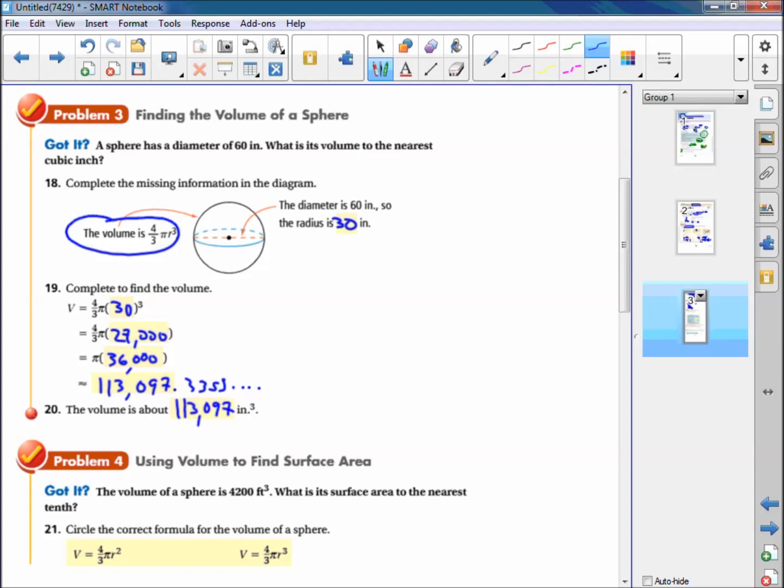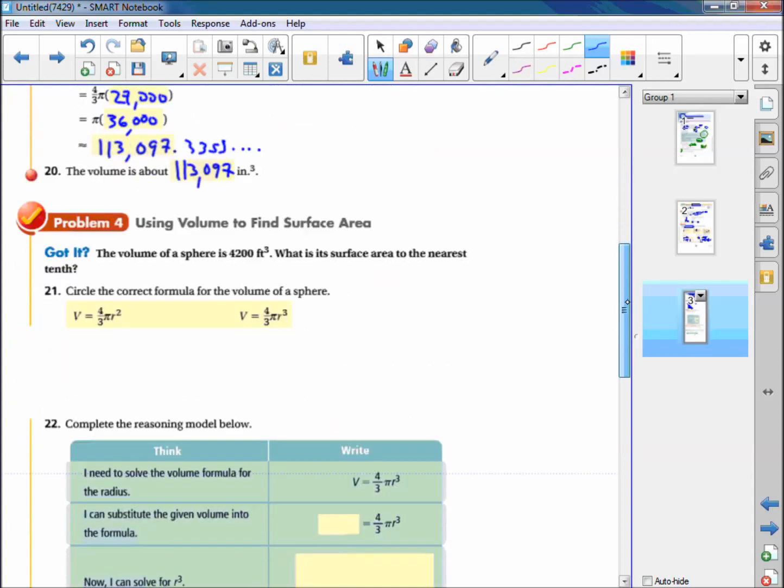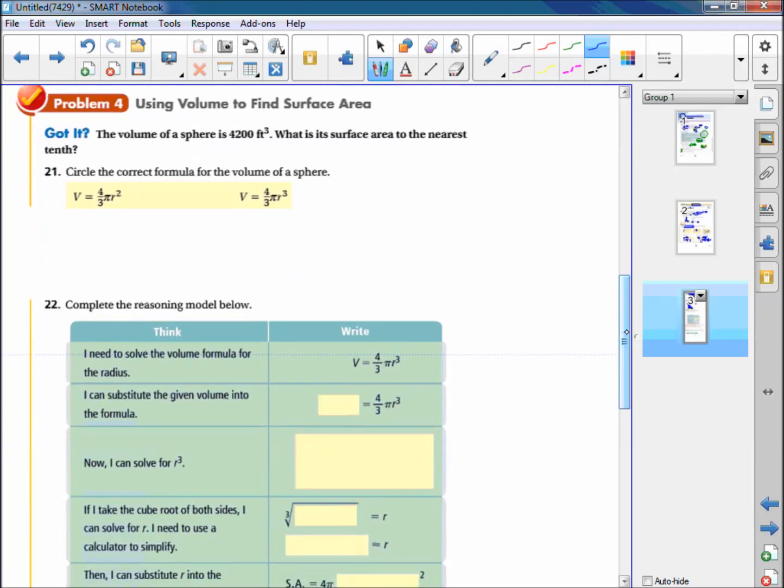All right, problem number 4, using volume to find the surface area. So we're going to use both of our formulas this time. So the volume of a sphere is 4,200 feet cubed. What is the surface area to the nearest tenth? So circle the correct formula to find the volume of a sphere. So that's going to be 4/3 pi r cubed.